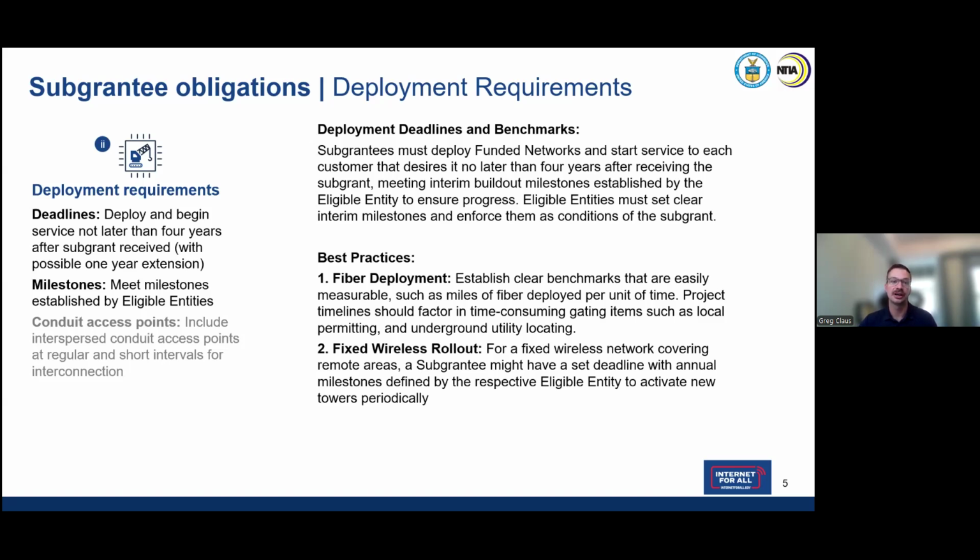Best practices. So if you're doing a fiber deployment or you're thinking about doing a fiber deployment, think about timelines and your gating times, such as local permitting. How long is that going to take? Underground utility locating. Build that all into your project timeline so you're prepared with that 4 year window. Fixed wireless rollout. That can look similar to, how many towers are you going to add turning on, and what's that activation schedule look like? Again, you have the same issues to deal with: local permitting, utility locates, etc.